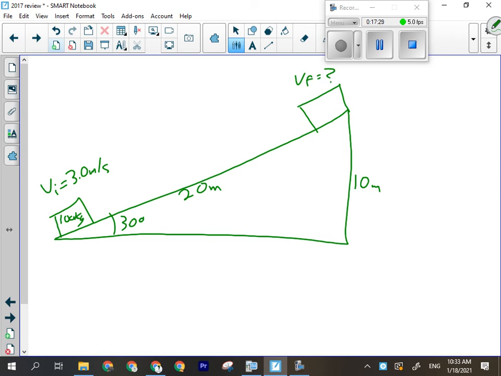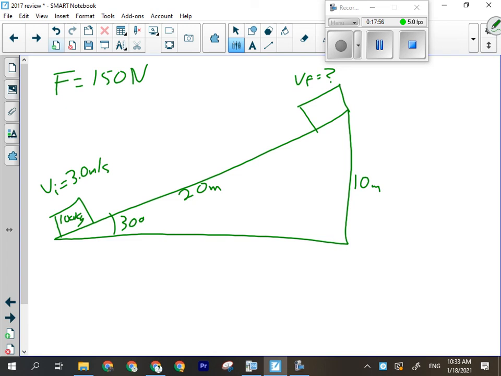Okay, so I still have to put more stuff on here. This is just where we're starting. We've got a 100 kilogram mass at the bottom of a ramp. At the bottom of the ramp, it's moving at 3 meters per second. It gets dragged up a 20-meter long incline by a force of, let's say, 150 newtons.